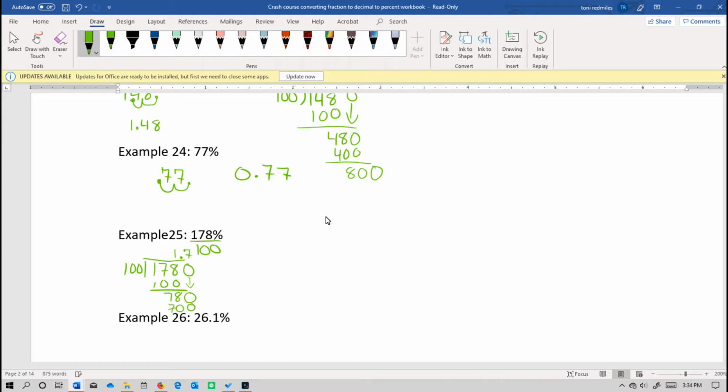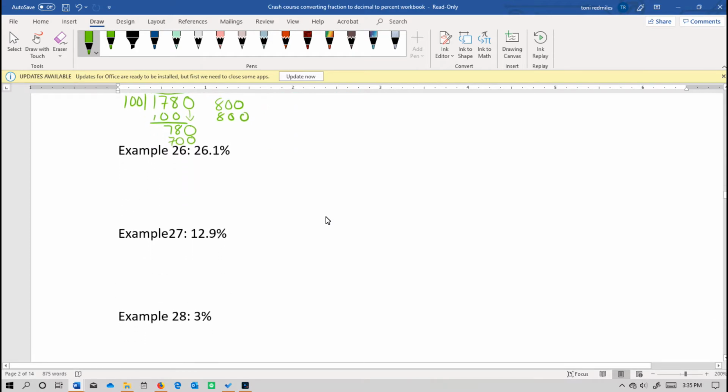If you're having trouble with this dividing of decimals, you can always take my class dividing decimals, and that would help a great deal. And the answer comes out to 1.78. All right, in this one, I'm just going to move that decimal place 2 places. I'm going to get 0.261.